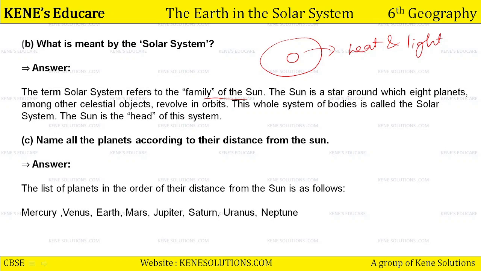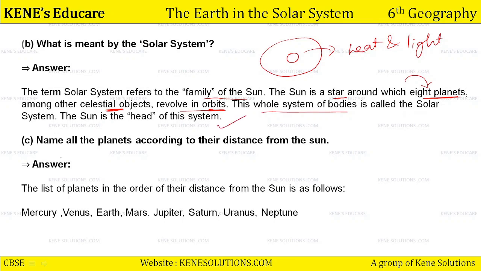The sun is a star around which 8 planets among other celestial objects revolve in orbits. Baki celestial objects bhi revolve karte hain, and majorly 8 planets bhi revolve karte hain in their separate orbits. This whole system of bodies is called the solar system, and sun is the head of this system.